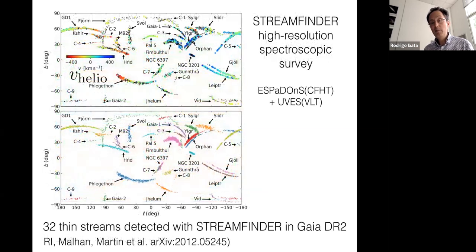If we use a much thinner template with Gaia DR2, we found this series of 32 streams over the sky, which we then followed up with high resolution spectroscopy, both at CFHT and at VLT. And you can see that with the radial velocities that we obtained, they show very, very clear kinematic coherence, showing that these structures are real.